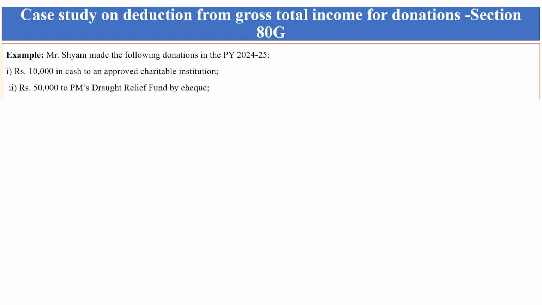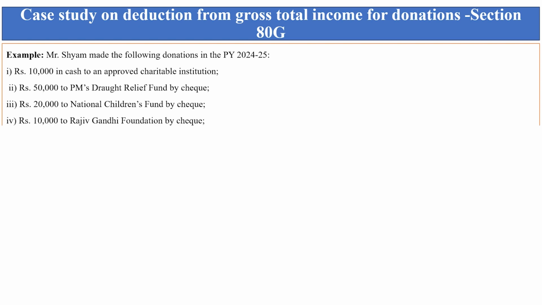Now deduction under section 80G. This is deduction for donation to various funds or institutions. Mr. Sam made the following donations: rupees 10,000 in cash to an approved charitable institution. It is not allowable as it is paid in cash above rupees 2,000. Rupees 50,000 paid to PM's drought relief fund. PM's drought relief fund is allowed a deduction at the rate of 50%, so 25,000 will be allowed as deduction. Paid rupees 20,000 to National Children's Fund. It is 100% allowable.